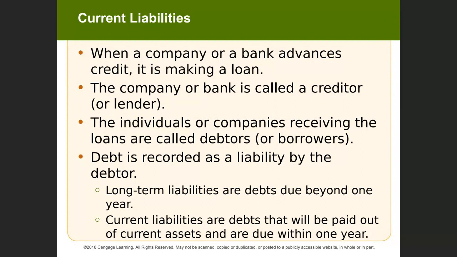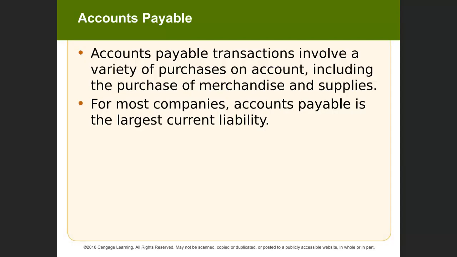Debt is recorded as a liability by the debtor. Long-term liabilities are debts that are due longer than 1 year, and short-term is anything due within a year. Short-term, also known as current. So current liabilities are debts that will be paid out of our current assets and are due within 1 year. Accounts payable transactions involve a variety of purchases on account, including the purchase of merchandise and supplies. For most companies, accounts payable is the largest current liability account that they have.